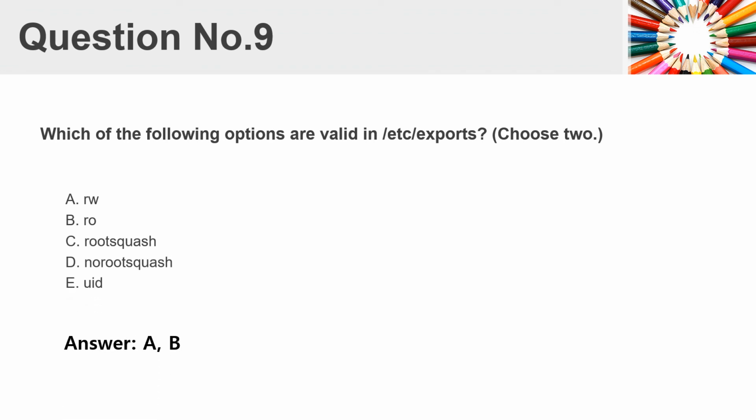Question number 9. Which of the following options are valid in /etc/exports? Choose 2. A. rw, B. ro, C. root_squash, D. no_root_squash, E. uid. Answer A, B.